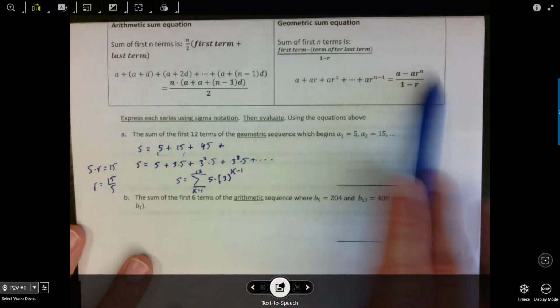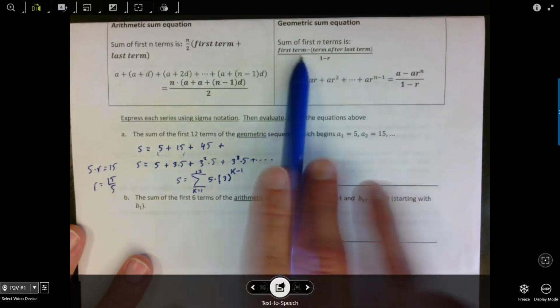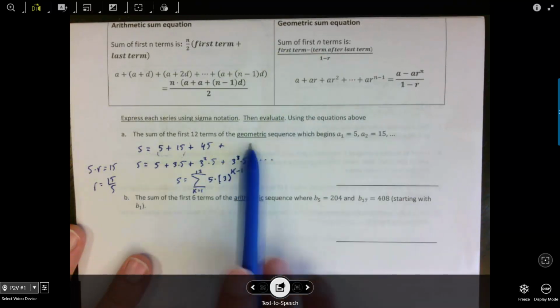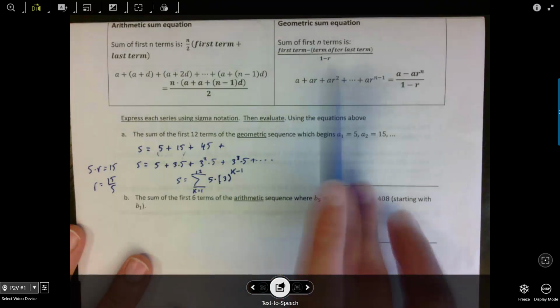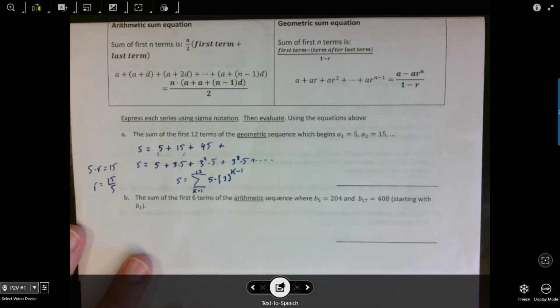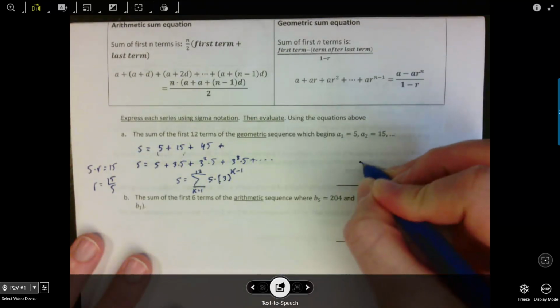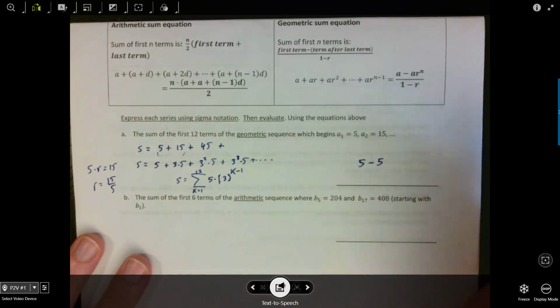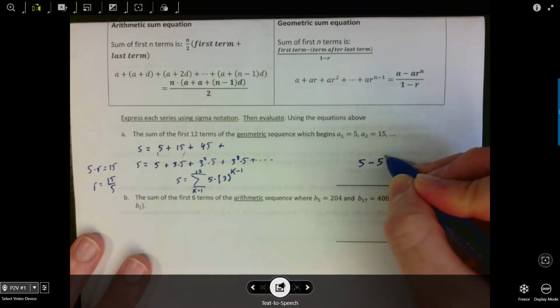So you could use this equation. I think the equation is easier to remember as the first term minus whatever the term after your last term would be, divided by 1 minus R. So my first term is 5. My last term would be 5 to the 11th power.